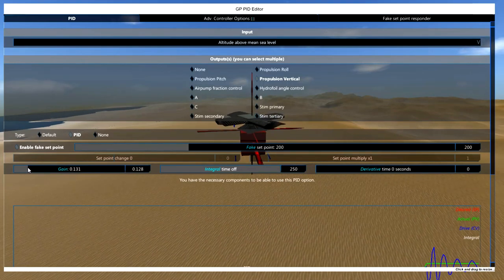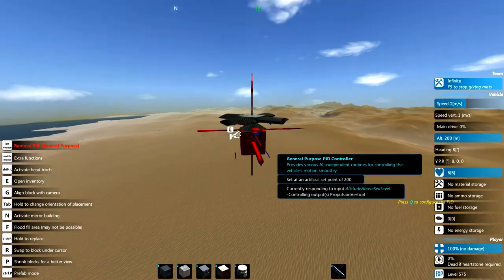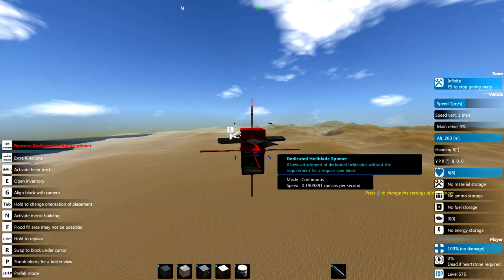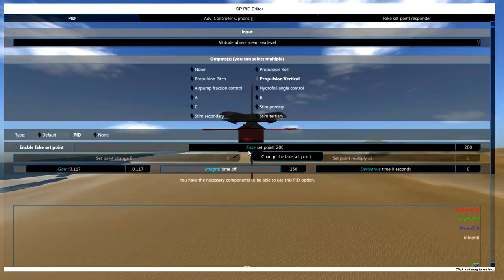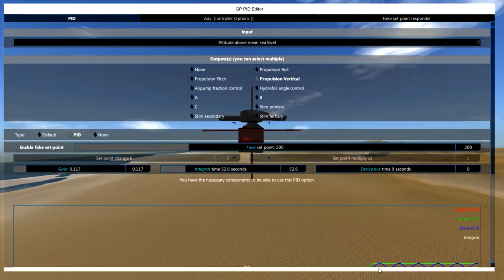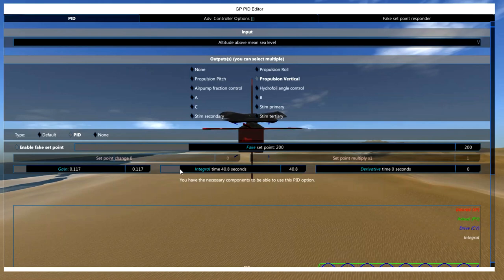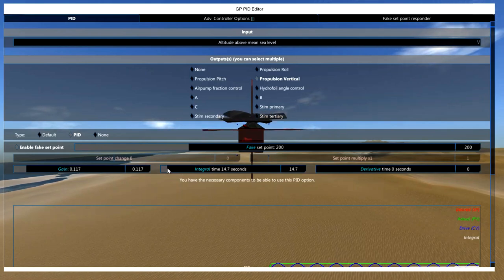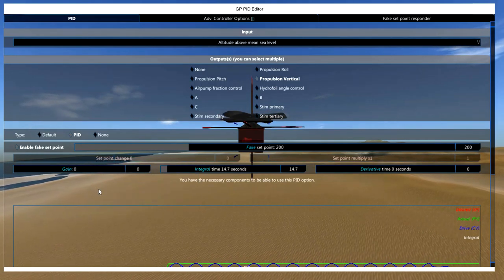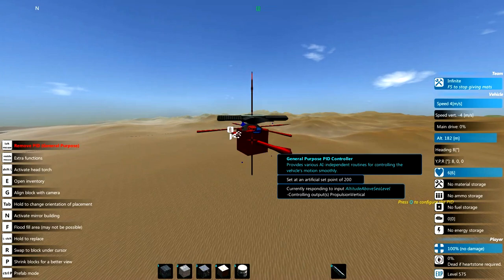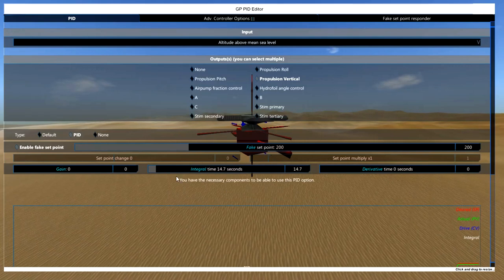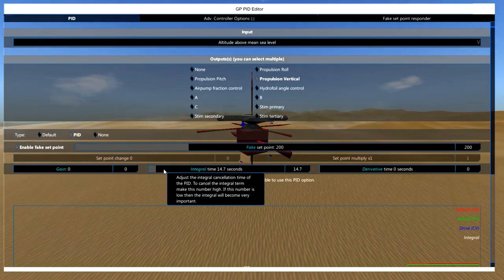I want to make it so it's not smooth, so I can show you the integral time and what it does. Okay, as you can see, we're kind of oscillating over 200 meters. We're kind of there, not exactly. What integral time does is it takes the error compounded over time. And so if you have a buildup of error, let's say we drop our gain to zero, our error is building up over time. We're not at 200 meters altitude.